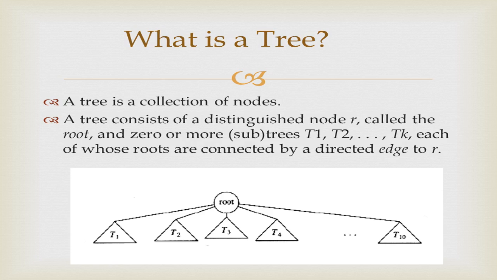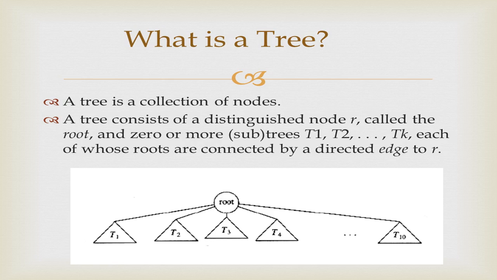Now this is a definition of a generic tree. What is the meaning of a generic tree? A generic tree is a tree wherein every node in the tree can have any number of children. Now if you look at the diagram given below, this is a diagram of a generic tree. The triangular representations represent subtrees. T1, T2, T3 up to T10 are subtrees of this tree.